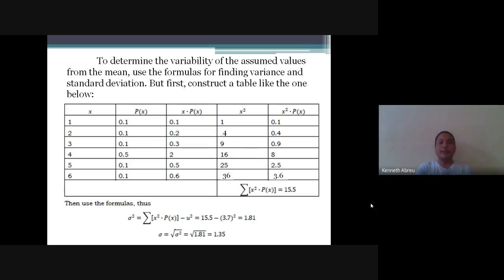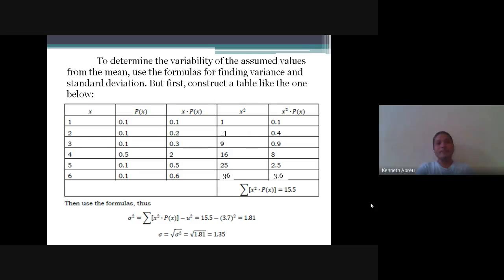Di ba kanina na-round off natin si 3.7 into 4. Dito, ang gagamitin talaga natin is yung exact answer na nakuha natin kay mean, which is 3.7. Okay, so since ang nakuha natin sa summation of x squared times probability of x is 15.5, ima-minus lamang natin yung ating mean na 3.7 na ini-squared, ang magiging answer natin dyan would be equal to 1.81. So therefore, the variance of the given discrete random variable would be 1.81.